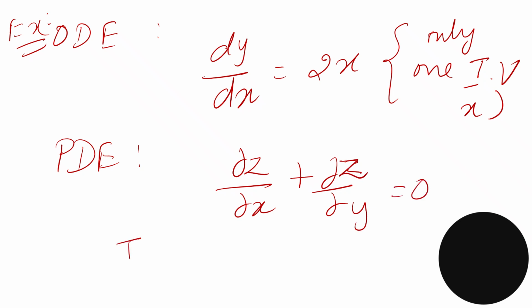Here two independent variables are there, that is x and y. This is the small understanding examples of ODE and PDE. So try to understand from these two concepts with these two explanations.